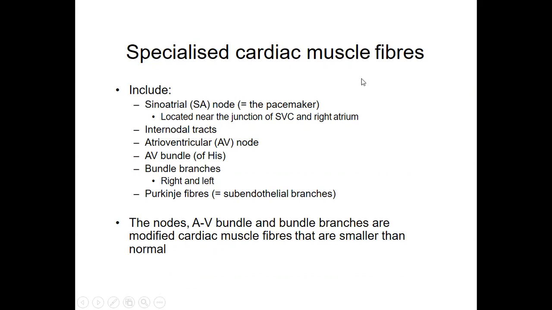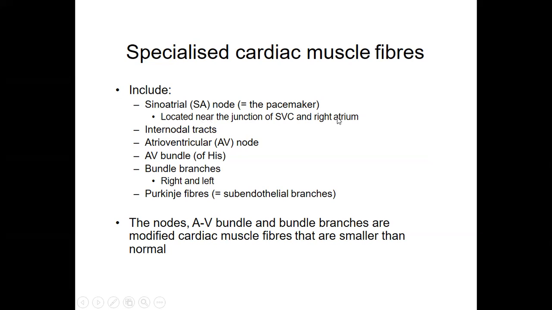cardiac muscle fiber. What is the component of the specialized cardiac muscle fiber? It is composed of the sinoatrial node, the SA node, which is actually the pacemaker component of the heart. And where is the location of the SA node? It is located near the junction of the superior vena cava and the right atrium.